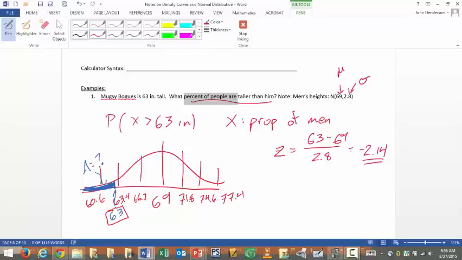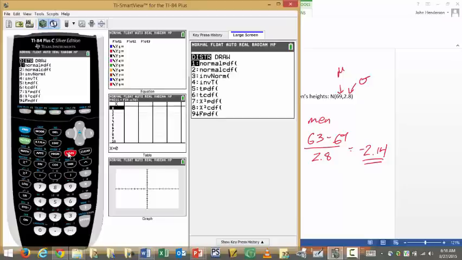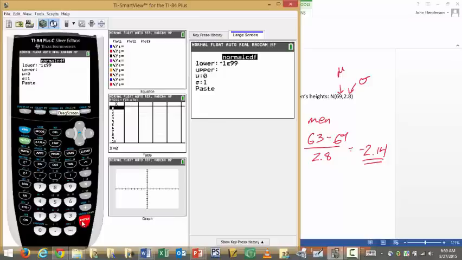Now we're going to go to the calculator in just a second. So if you have your calculator open, right above the vars button, you see distribution. So we're going to hit second, distribution, and you get two normal options. The one that we want is normal CDF. So scroll down and select normal CDF, and when you hit enter, for those of you with the newest operating systems, you're going to get this screen, which is going to tell you exactly what you want. If you don't have this screen, I'll show you in just a moment how you're going to go about this.